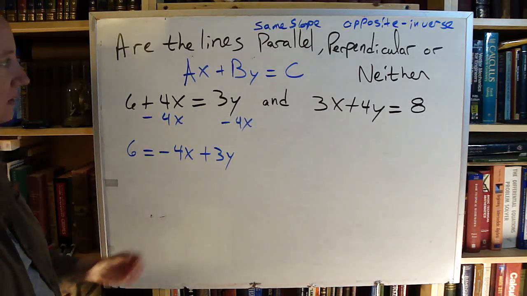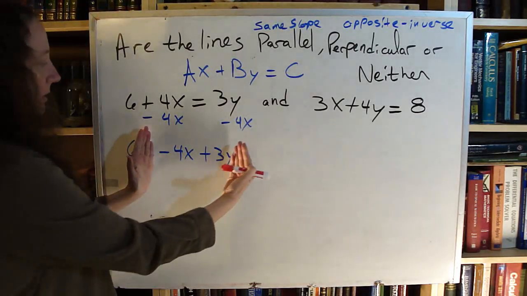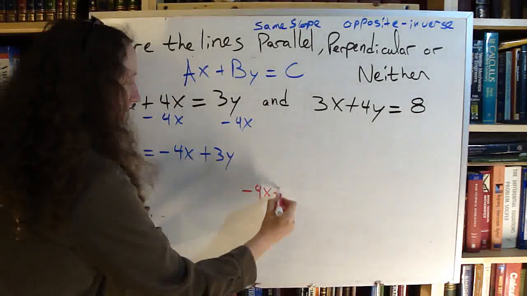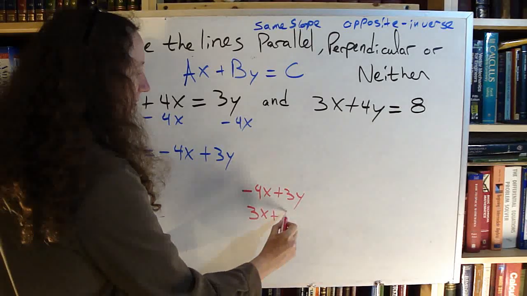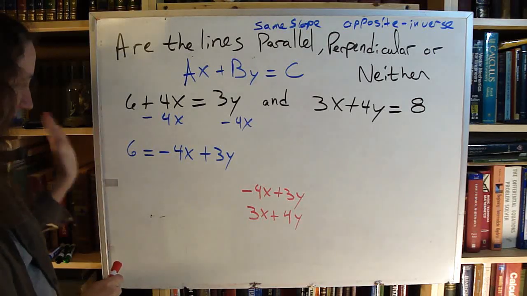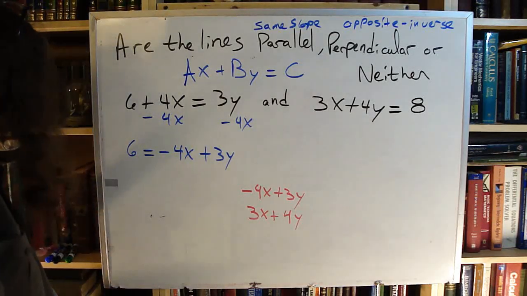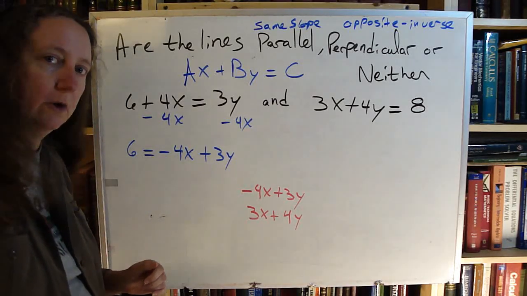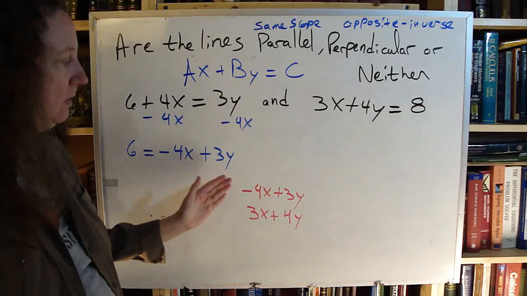So now I have this equation, and I have that equation. I'm going to look only at the part that I have the letters in. So I have negative 4x plus 3y, and I have 3x plus 4y. That is what I'm focused on. I'm not focused on the constant over here or the constant over there. For those of you that are a little bit more advanced with this math, you will be seeing this general form, and you need to know how to recognize right off parallel, perpendicular, or neither.